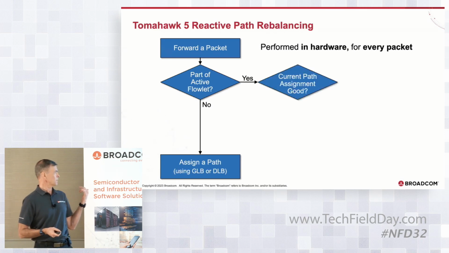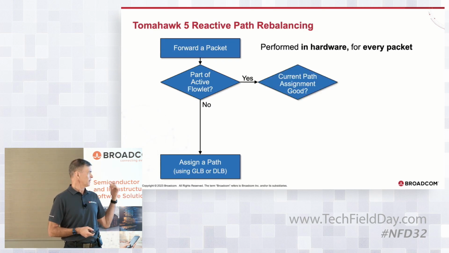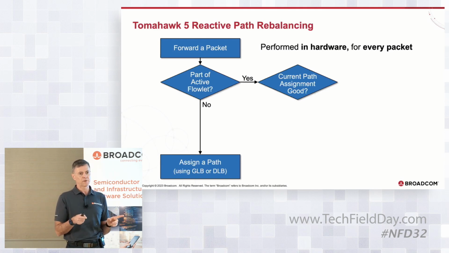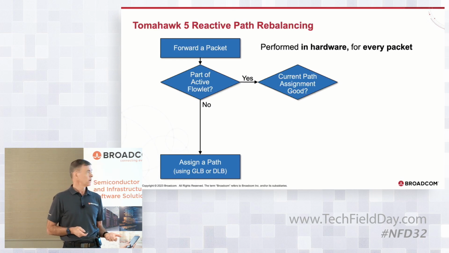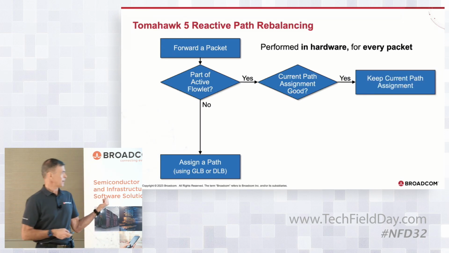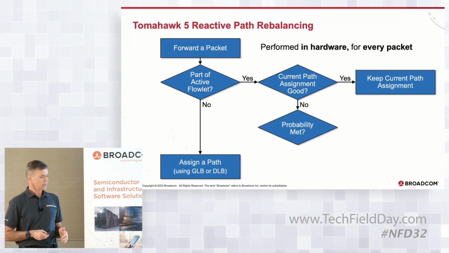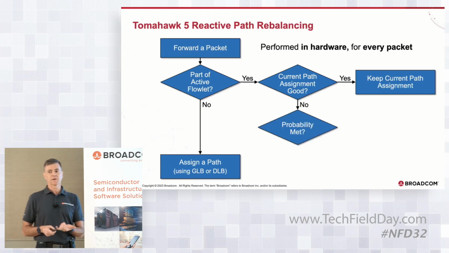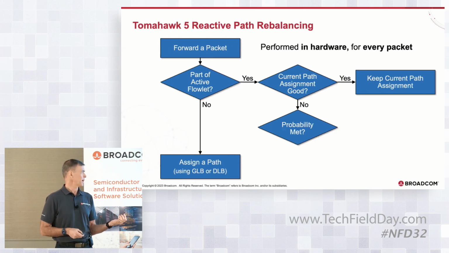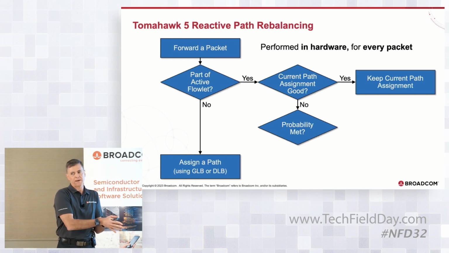And in the case that this is part of an active flowlet, we'll say, is this current path assignment good? So we look at the link quality, the egress link quality. We can look at the global path and say, is the path assignment good? Is it lightly loaded? Or alternatively, is there a significantly better path we could put this packet onto? In the case that the path assignment is good, great, we'll just keep the current path. In the case where the current path assignment is not good, or we see that there is a significantly better path, in a probabilistic fashion, we can reassign that flow onto a different path.